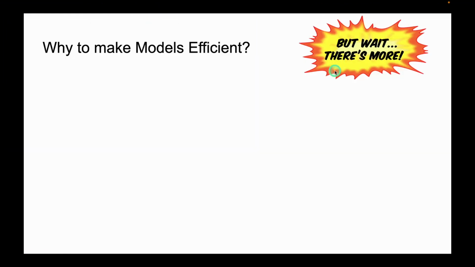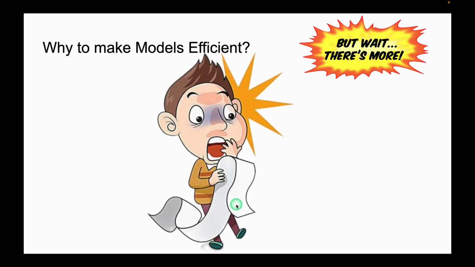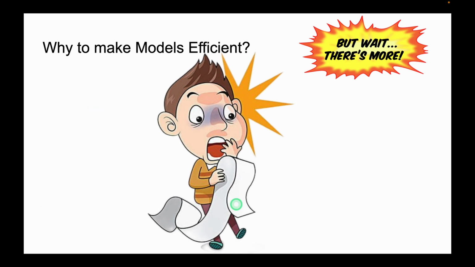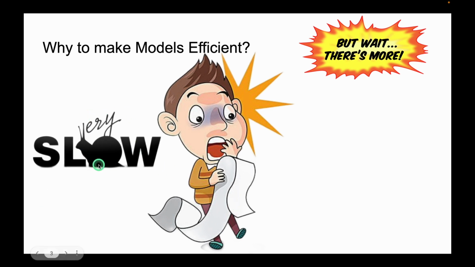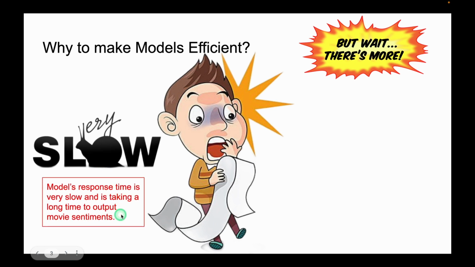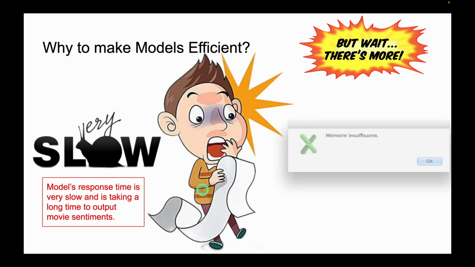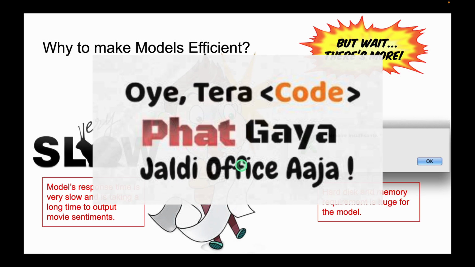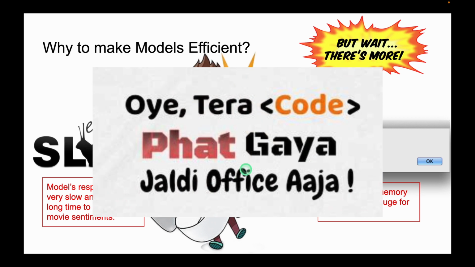But wait, the next day, as soon as you come into office, you are bombarded with messages which highlight a few important issues about the model. The first issue is the model's response time is very slow and it is taking a long time to generate predictions or to output movie sentiments. The second issue is the hard disk and memory requirement is huge for the model. It means that the model is utilizing large primary and secondary memory on the server. To make it more precise, in Hindi we call this as code fat gaya or system fat gaya.